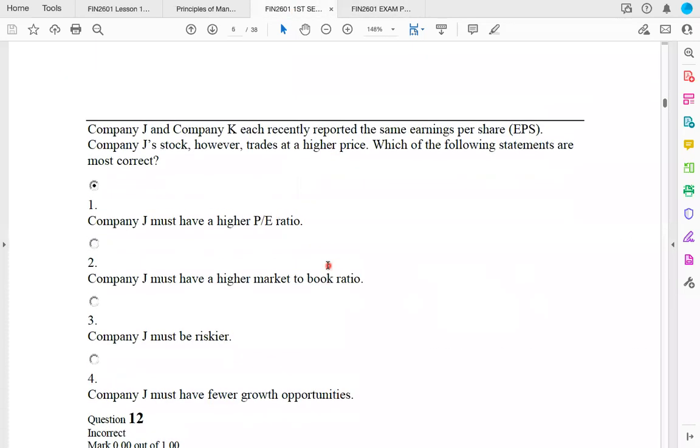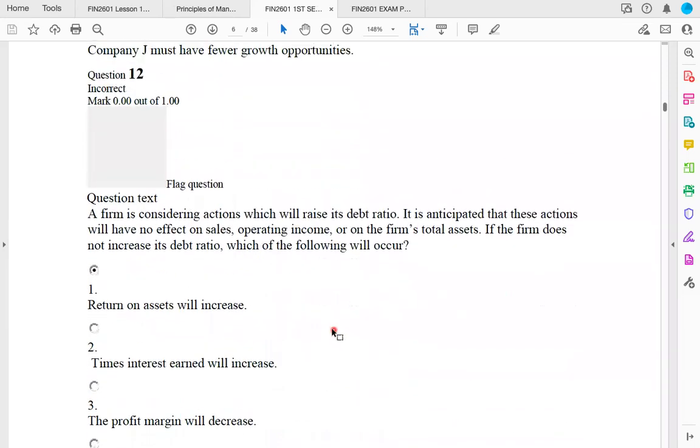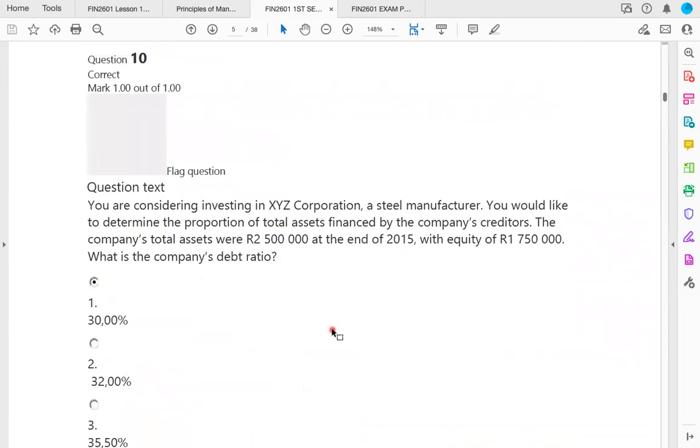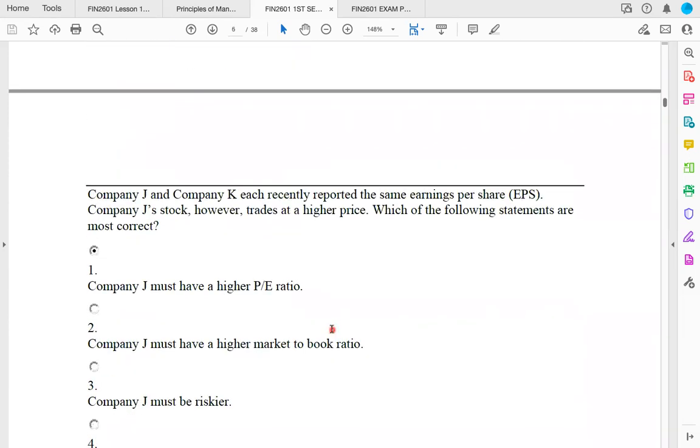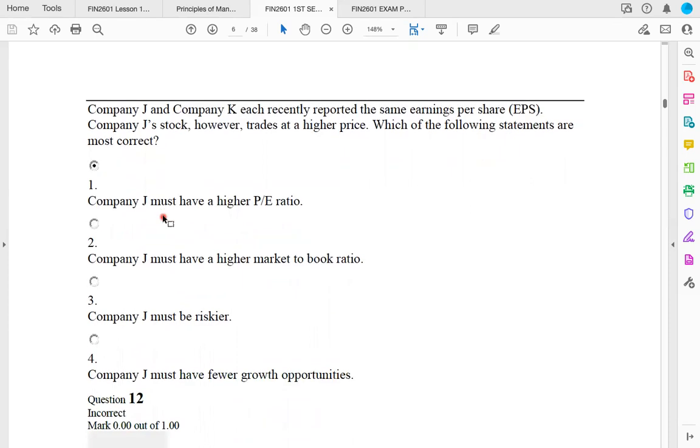Question number 11 is just a theory question that wasn't communicated nicely, but we can try to make sense of it. No, question 11 was actually communicated really straightforward. But question 12 is the one that wasn't communicated nicely. Okay. Question 11 says company J and company K each recently reported the same earnings per share. Company J stock, however, trades at a higher price. Which of the following statements are correct?